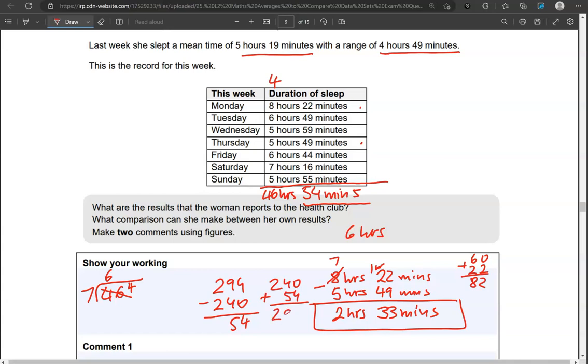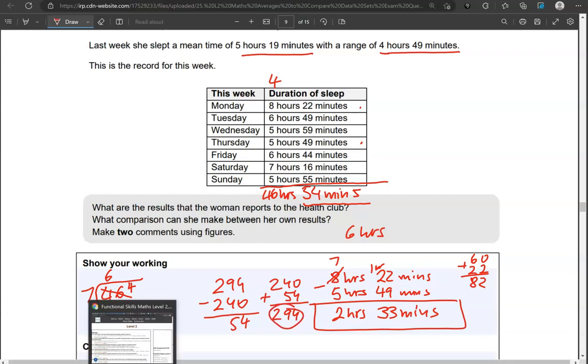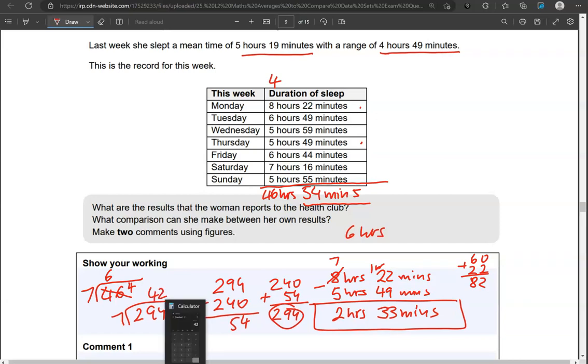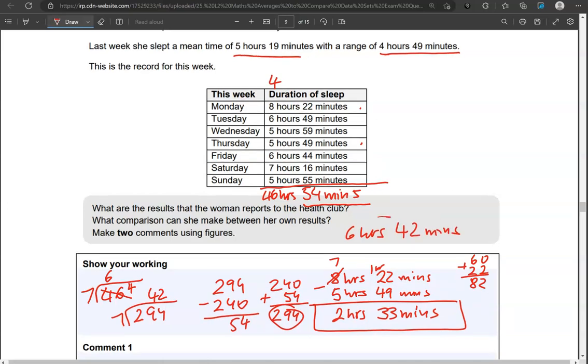240 and the 54 minutes gives us 294 minutes, which I'm going to divide now by 7. 294 divided by 7 gives us 42 minutes. So 6 hours and 42 minutes is the mean. So compared to last week, this is higher. And it's also more consistent.